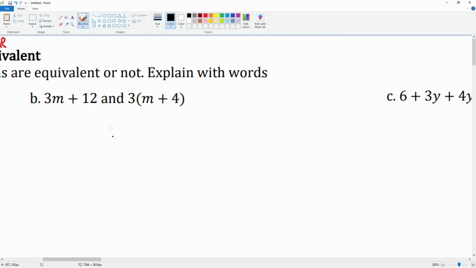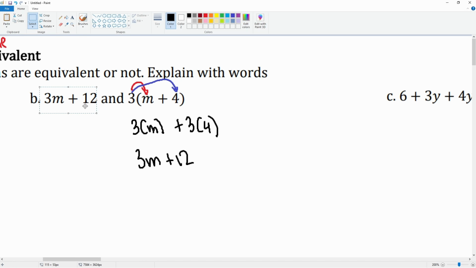Let's take a look here. 3m plus 12 and 3 parentheses m plus 4. Well, when we see a parentheses, let's make sure we simplify. We simplify by distributing. So the 3 is going to be multiplied to the m, and then the 3 is going to be multiplied to that 4. 3 times m is 3m. 3 times 4 is 12. Let's see if that matches up. These two are matched up.